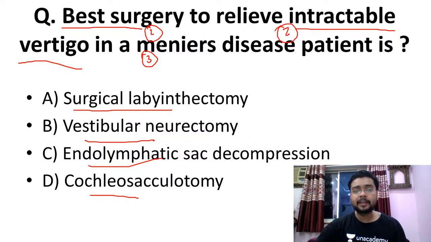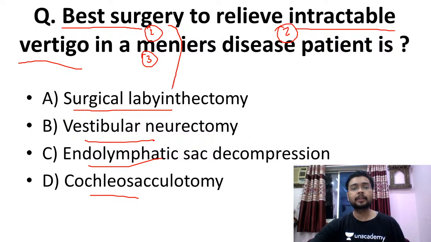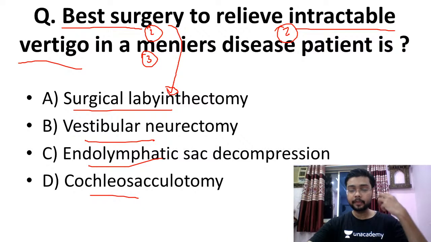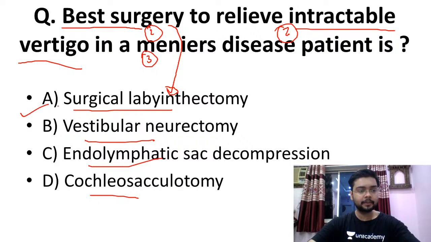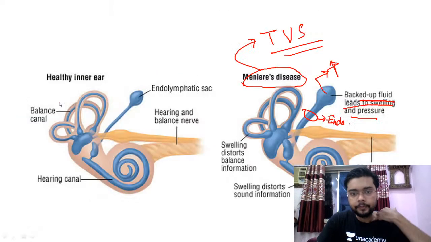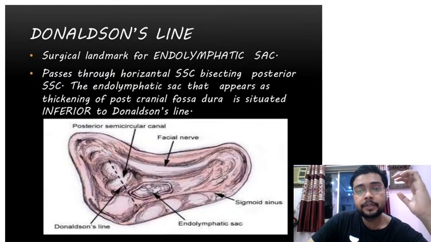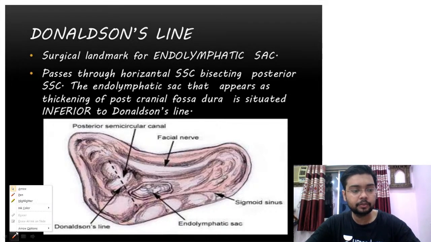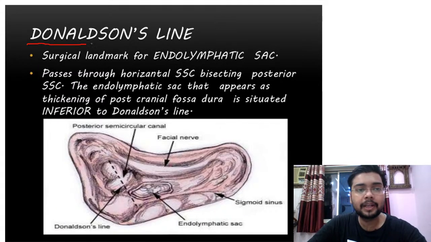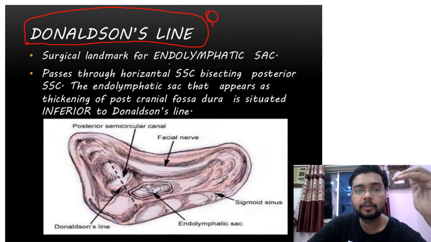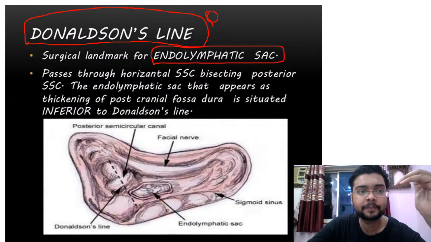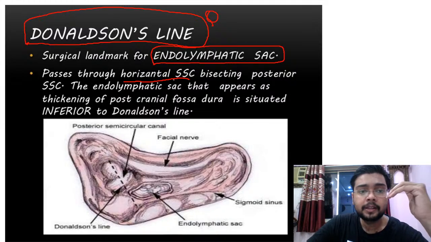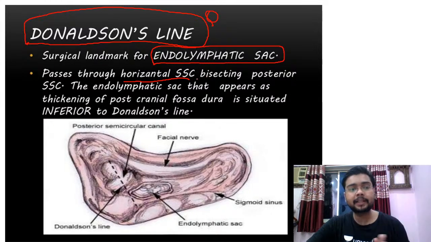So the way we had discussed, our examiner wants the best procedure for intractable vertigo, and the answer then should be surgical labyrinthectomy, right? Now in the options you have seen endolymphatic sac decompression. To do this there is one line that is called Donaldson line. So you can get an MCQ on Donaldson line, asking what this line is. This line is basically the surgical landmark for the endolymphatic sac. It is a line that passes through the horizontal semicircular canal, bisecting the posterior semicircular canal.